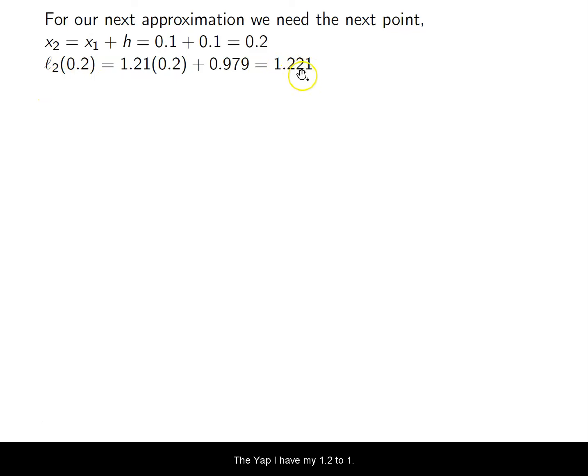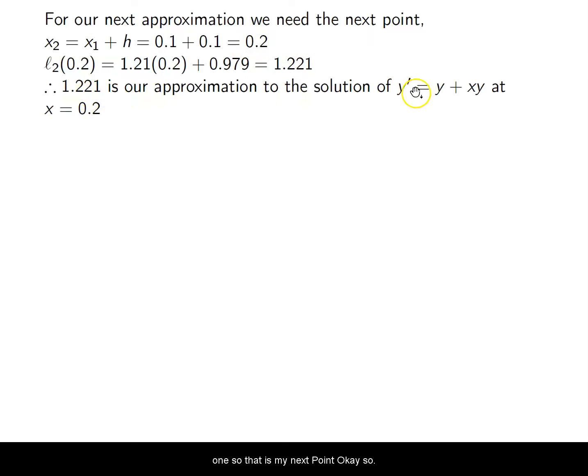So here I have my 1.221. That is the point. So when I plug in 0.2, I get out the point 1.221. So that is my next point. Now I need to take this input 0.2 and 1.221 and plug it into my DE, right? So this is the output for the approximation to my solution at 0.2, right? My linear approximation is 1.221 at 0.2.